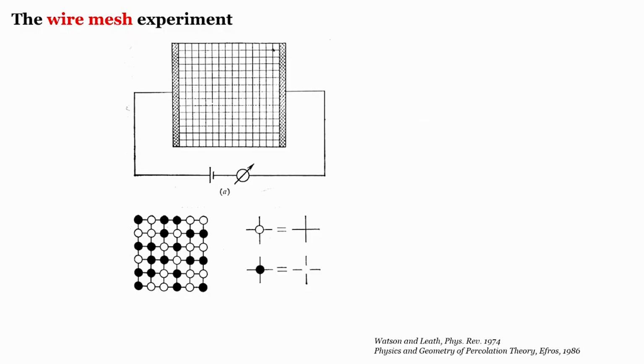So let us now understand what exactly percolation means, what is percolation theory, and finally we will look for some examples in both existing and established systems as well as biological systems. So let us begin with understanding percolation theory. One very interesting way of understanding percolation theory is to do a wire mesh experiment.